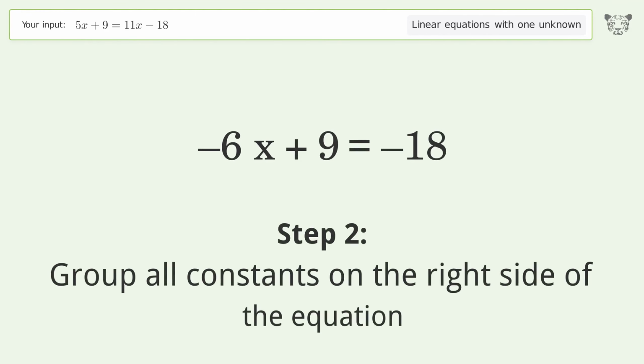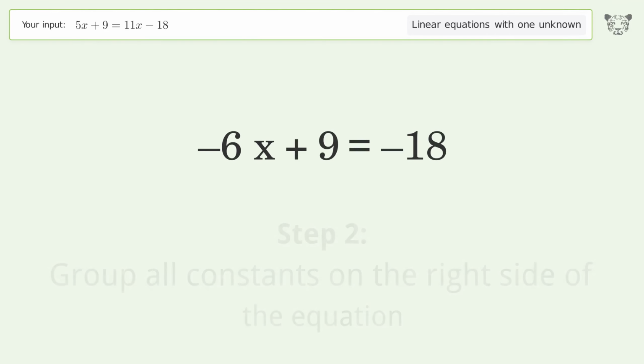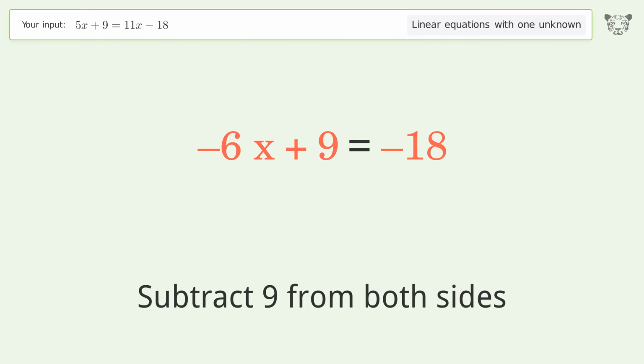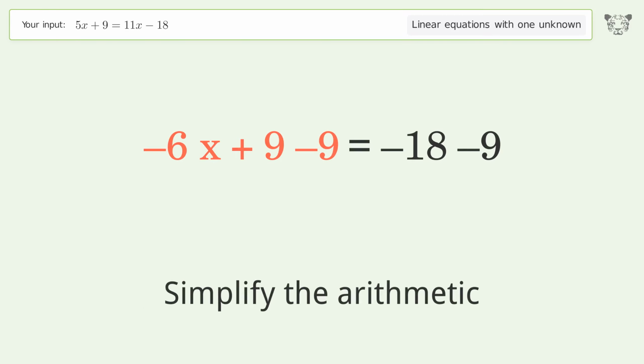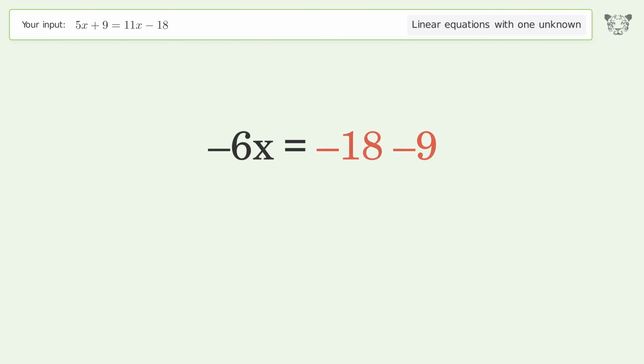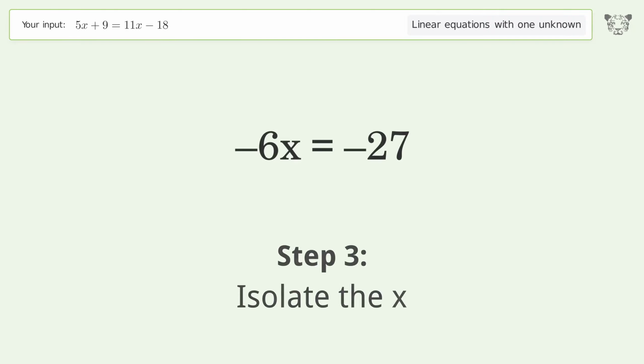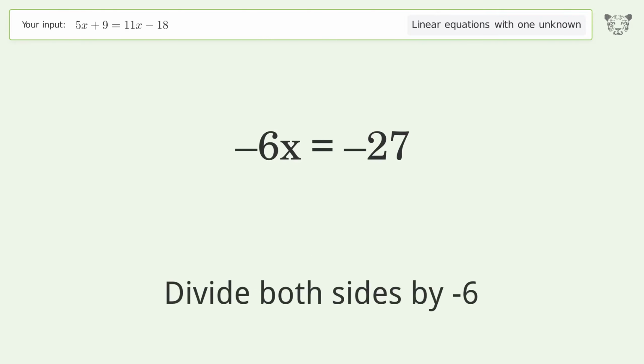Group all constants on the right side of the equation. Subtract 9 from both sides. Simplify the arithmetic. Isolate the x. Divide both sides by -6.